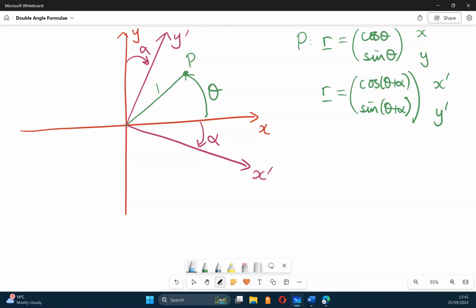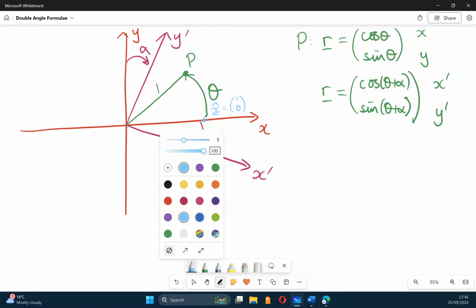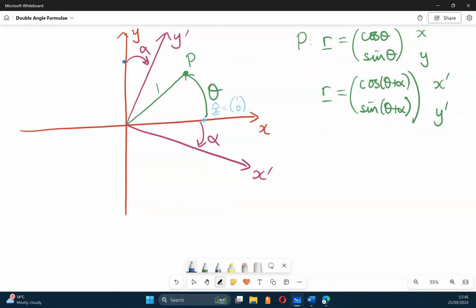And what we're going to do is pick a point along x. We're going to call this x hat. So it's a vector of length 1 in the x direction. And this is (1, 0). And then we're going to pick a vector here. This is (0, 1), and we're going to call that y hat. So it's a length 1 vector in the y direction. And how is this useful?